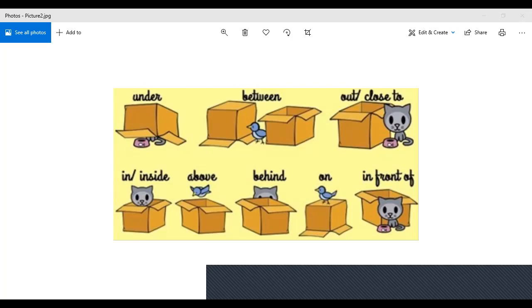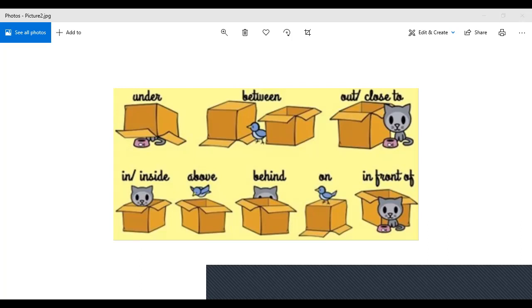The cat was inside the box, but now it has come out. So the word out basically tells us when something leaves a place, leaves something and comes out. So we call it come out. We use the word out or close to. Or you can say that the cat is sitting close to the box, right? Because it is very near to the box, right?